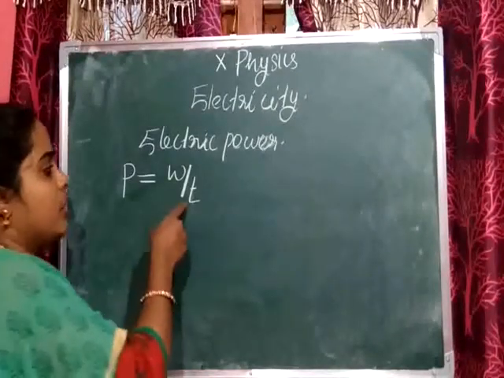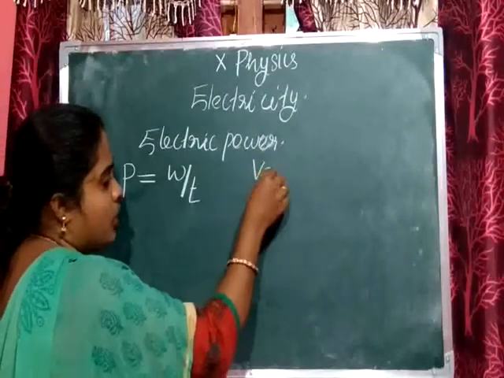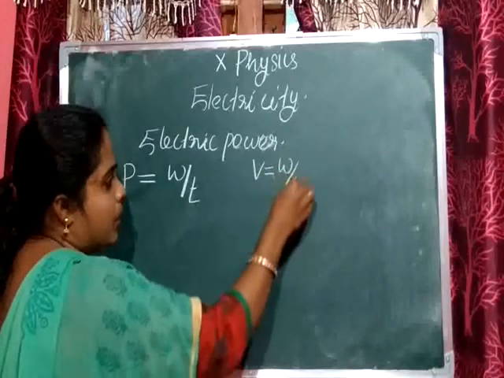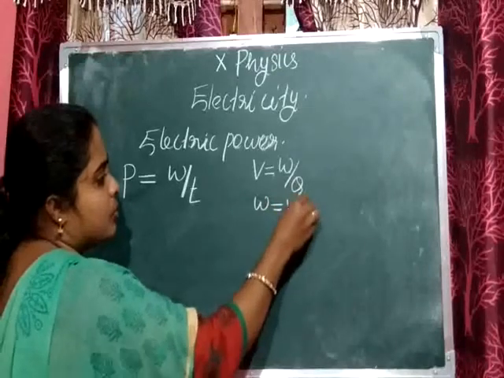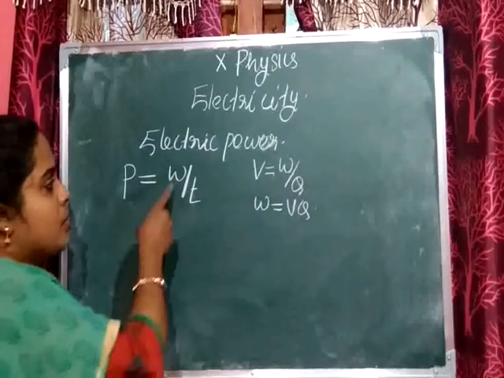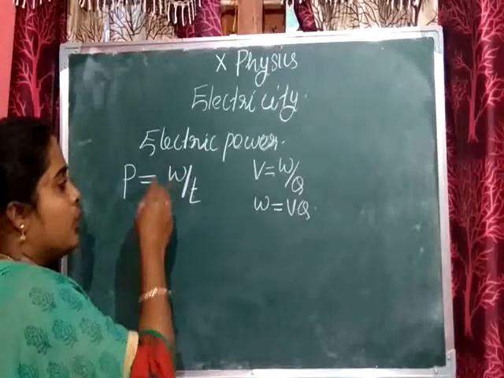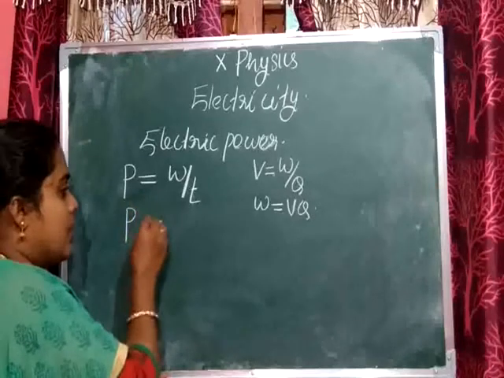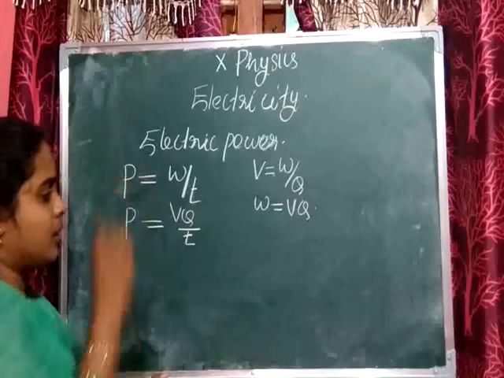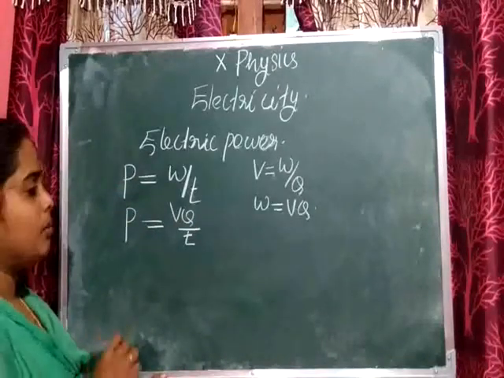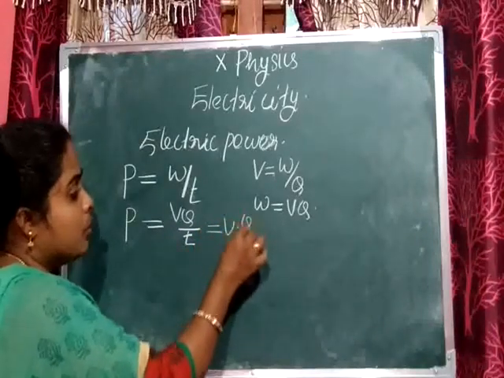Here we know that the potential difference V is written as V is equal to W by Q. So from here we can write W is equal to VQ. We can change this equation by substituting W is equal to VQ. So power P is equal to VQ divided by T, which is equal to V into Q by T.